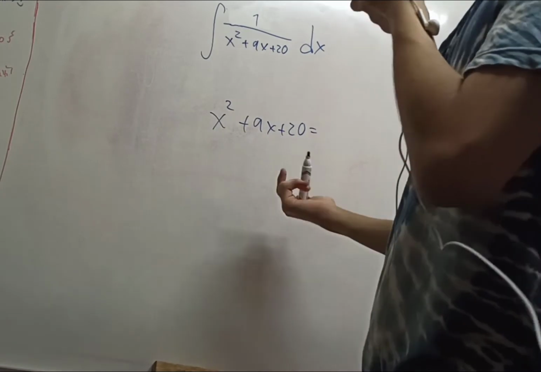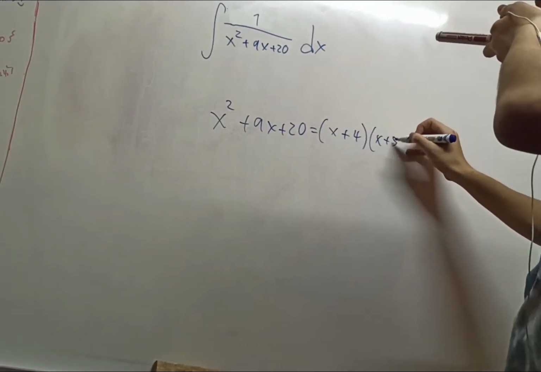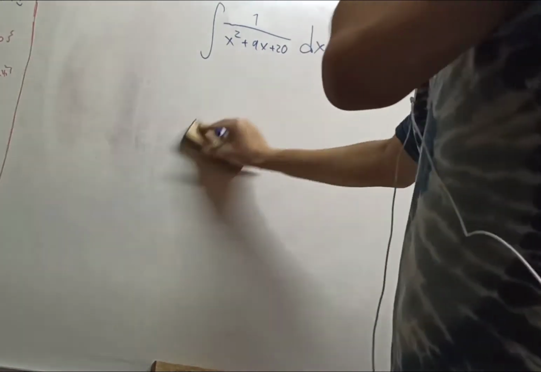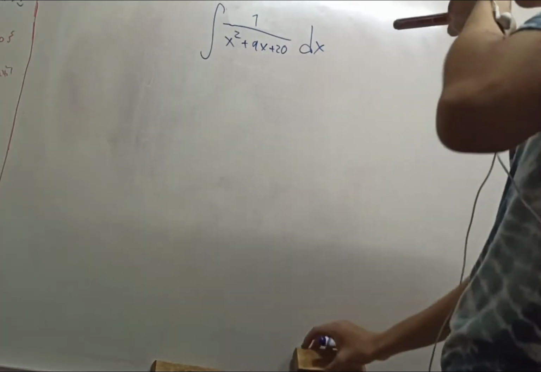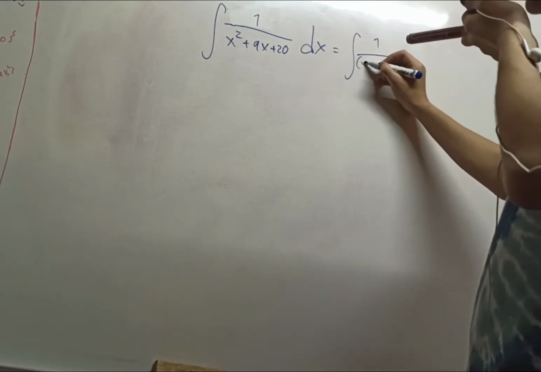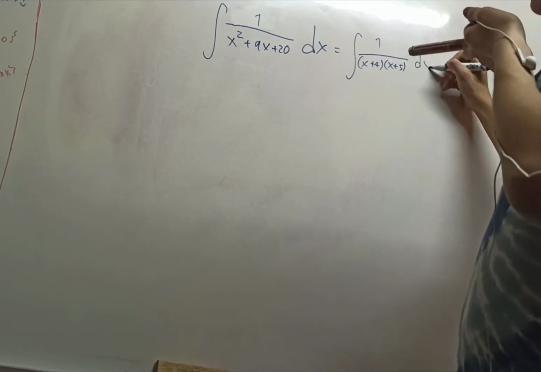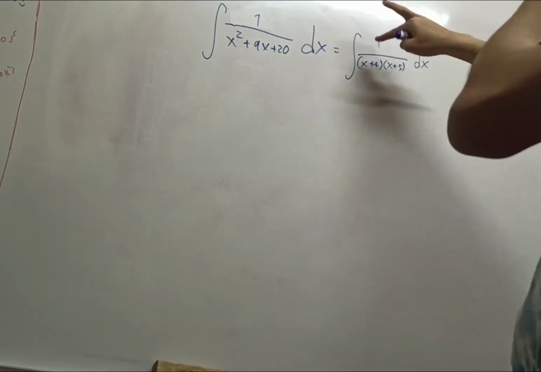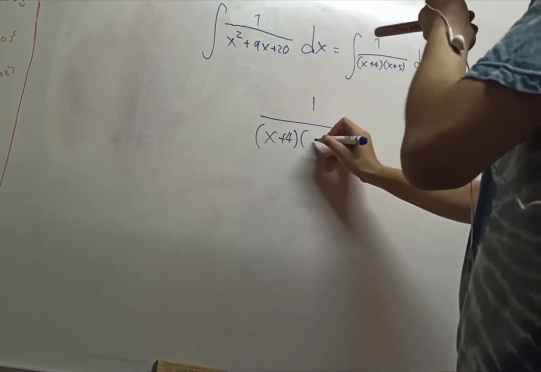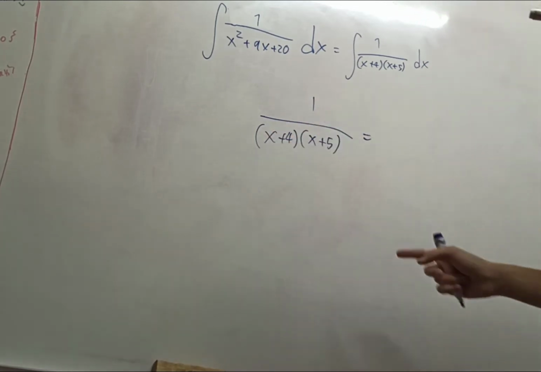You can factorize it, and you'll actually get x plus 4 and then x plus 5. Because of that, we can rewrite this part as the integral of 1 over x plus 4 and then x plus 5 and then dx. And this function, we can split it apart, and that's what we want to do. We want to split it into two parts.